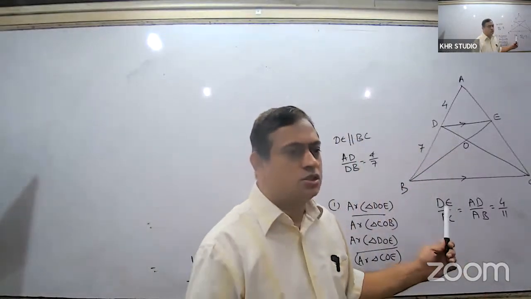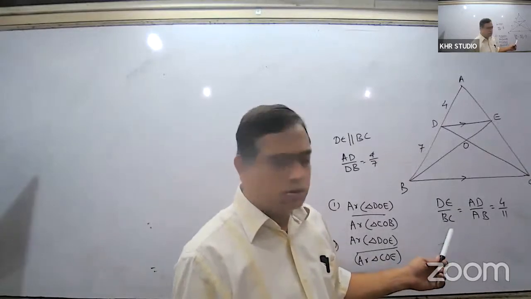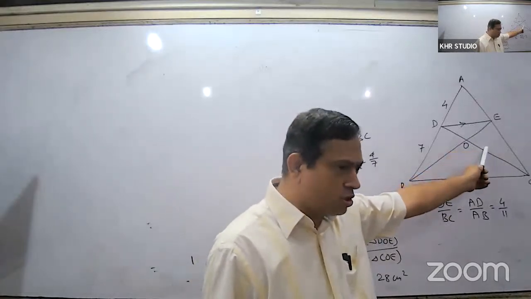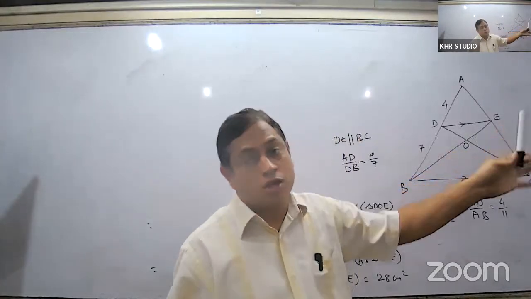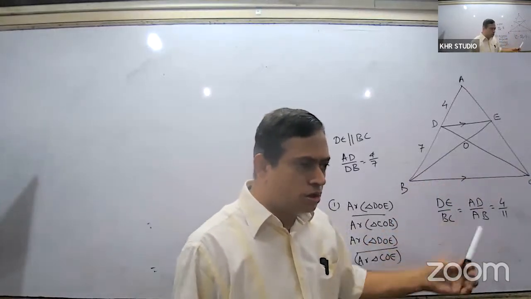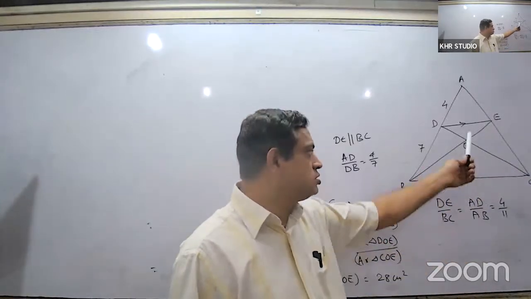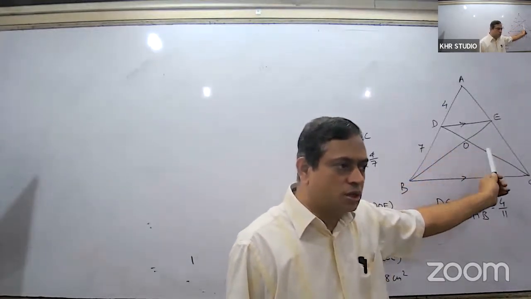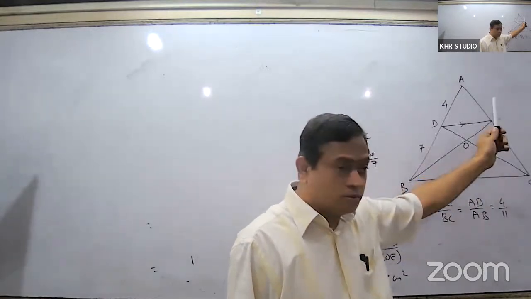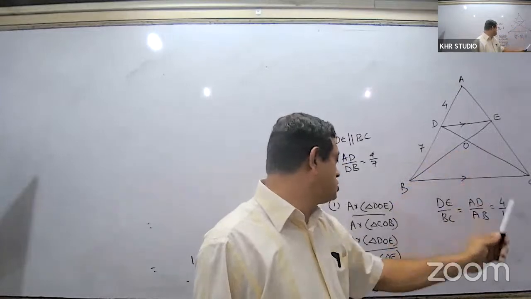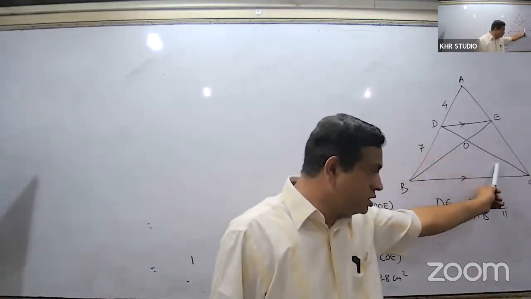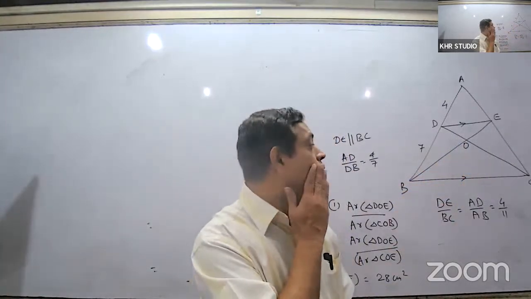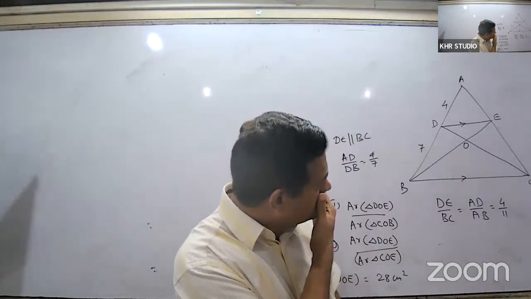Listen here. What he said is correct. Look at these two triangles, DOE and COE. These two triangles cannot be proved similar. Only when triangles are similar will the square of the sides come. When they are not similar, the ratio of the areas is equal to the ratio of their bases, because of the common vertex. Therefore, DOE upon COE is equal to DO upon OC.